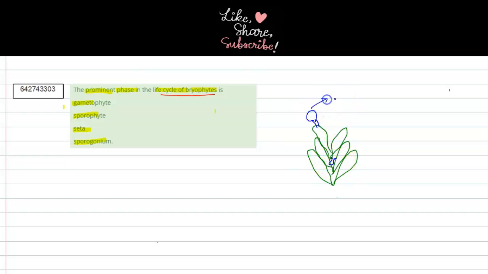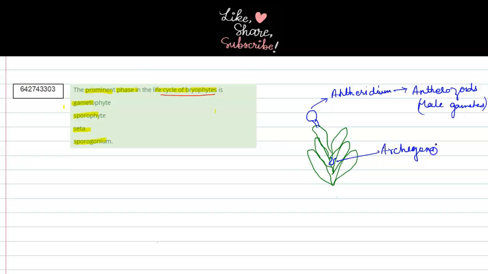This male sex organ is known as the antheridium, which will produce the gametes known as antherozoids. These are the male gametes. And the female structure here, which is flask-shaped, will be known as archegonium, which will produce the female gamete called egg.